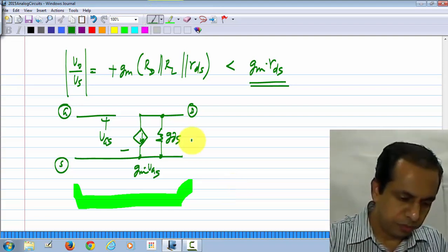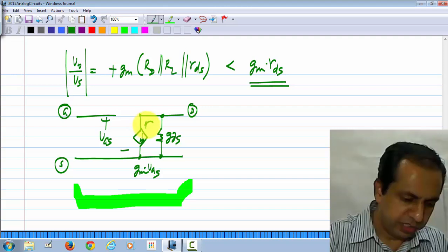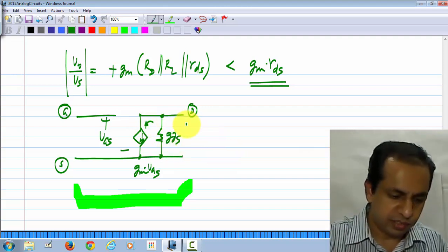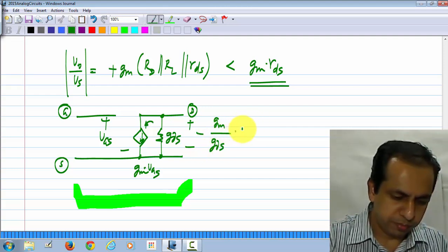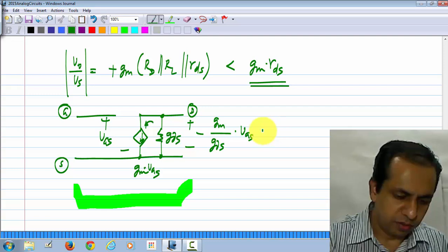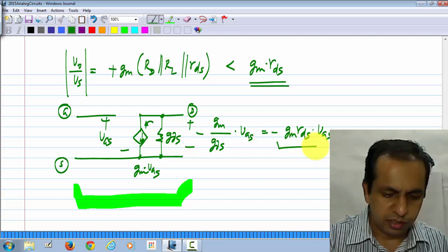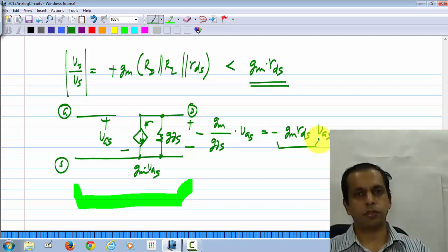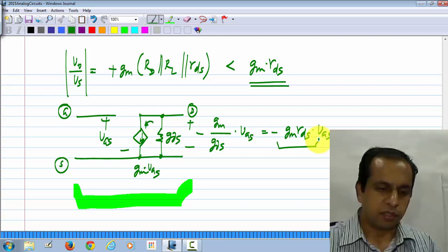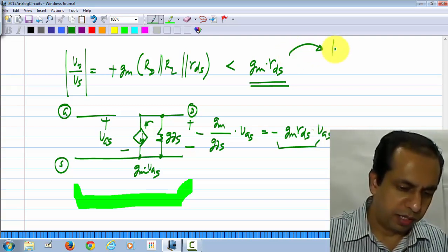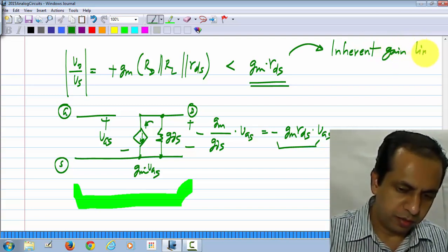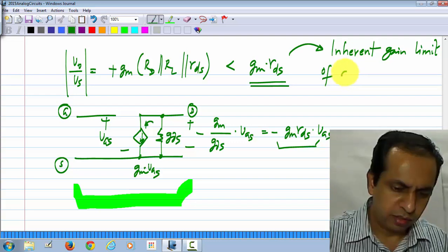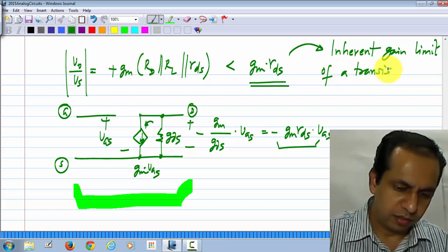Let us not worry about how to do it, but if we do it like that, this is the circuit we have. So, the current here is GM VGS, all of it flows into the conductance GDS. So, this voltage will be minus GM by GDS times VGS, which is the same as minus GM RDS times VGS, and this is the gain that we are going to get at most. Okay. So, this GM RDS number is a significant number and it is the inherent gain limit of a transistor.